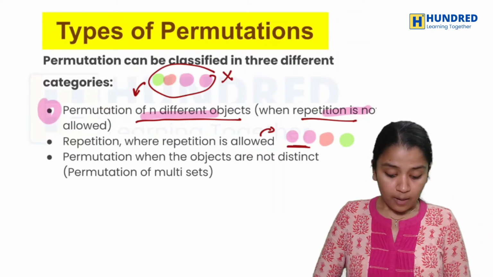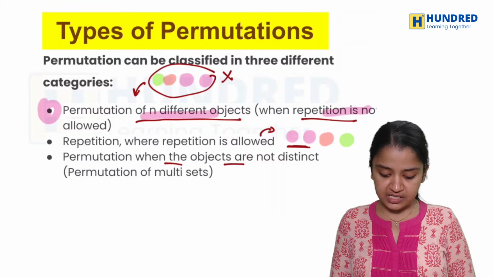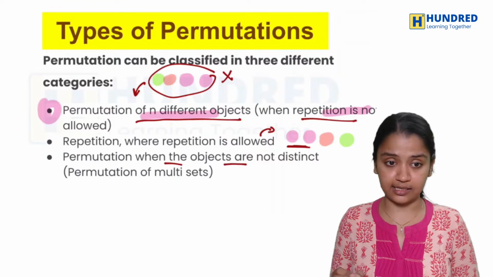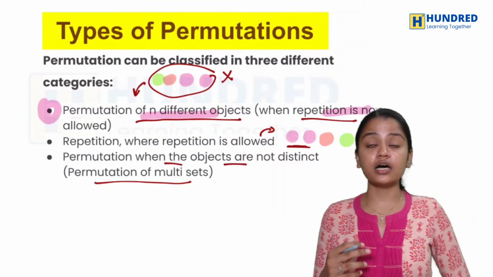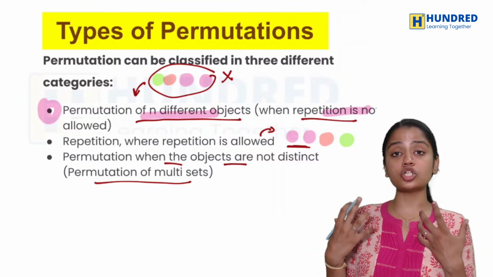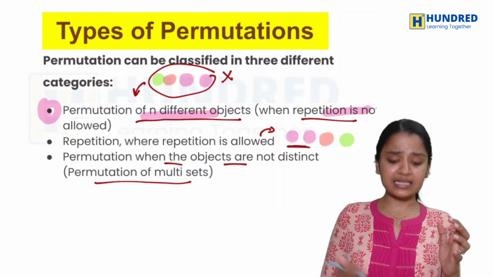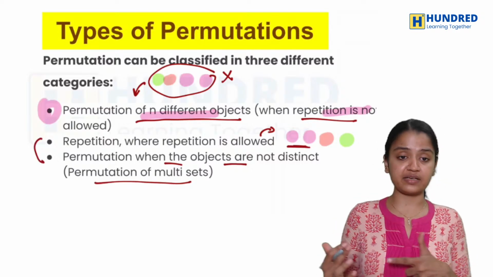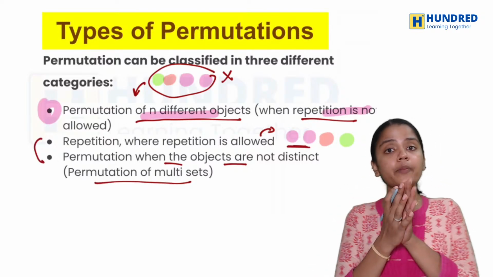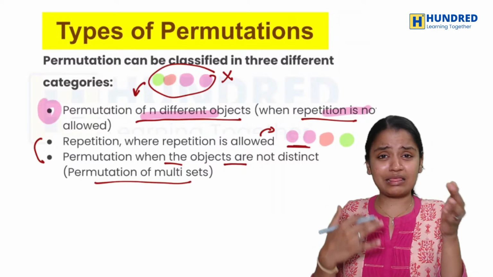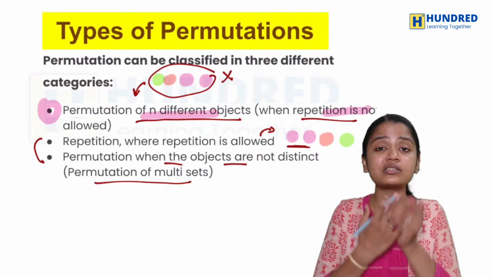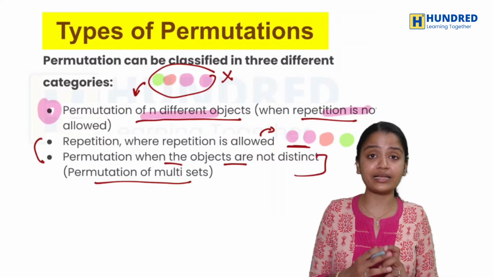Now permutation when objects are not distinct, permutation of multi sets. Here your objects itself is not distinct, which means it is somewhat similar to the previous thing. So your objects can be similar. That is what they are saying. Your second point and third point are almost similar, but mostly we won't be dealing with the third point.